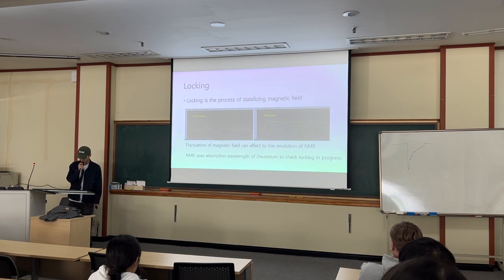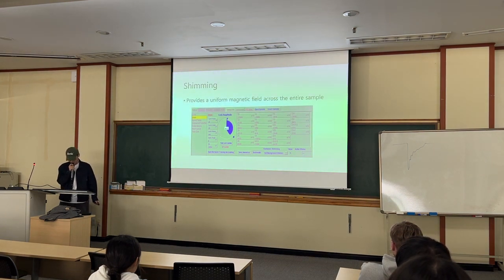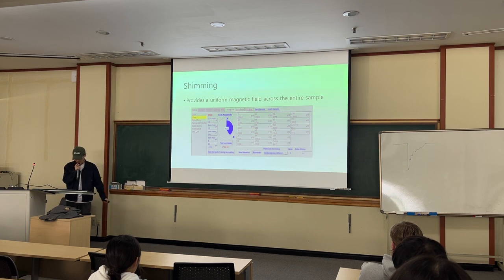NMR uses the absorption wavelength of deuterium to check the locking progress. Related to the locking, there is shielding. It provides a uniform magnetic field across the entire sample. Around the sample, there are some coils and they measure the magnetic field.